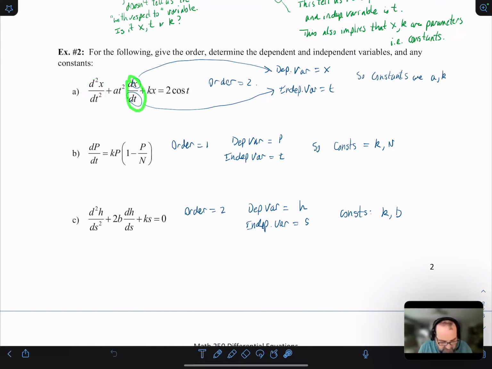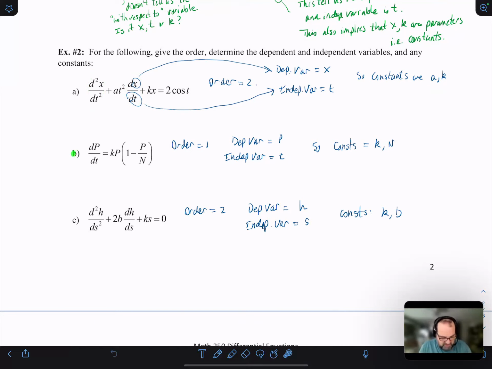This is a first derivative of x. So apparently this is second order because the second derivative is the highest derivative present. Notice in Leibniz notation, since this is dx dt, that tells us the dependent variable is x, the independent variable is t. So the function we are solving for here is a function called x of t, or x equals f of t. Therefore, any other letters not accounted for, that is the A and the K, are simply constants in this example.